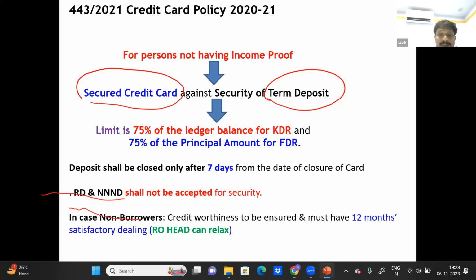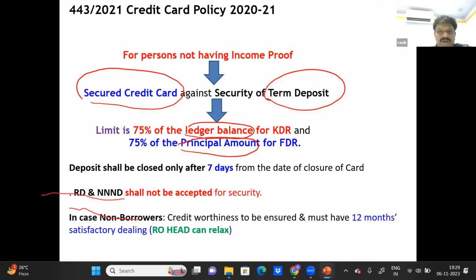How much balance do you have to take? Remember, when it comes to KDR, 75% of the ledger balance. When it comes to FDR, 75% of the principal amount. That is the only difference. Everybody knows term deposit means FD or KD. KDR means ledger balance, FDR means principal amount.